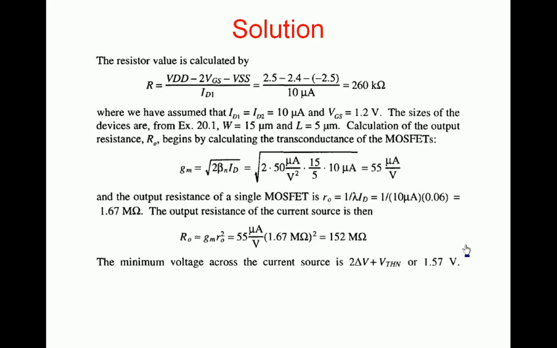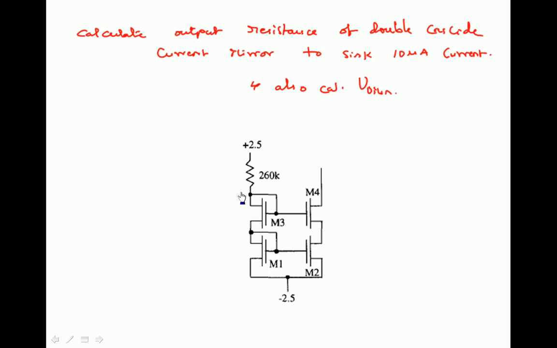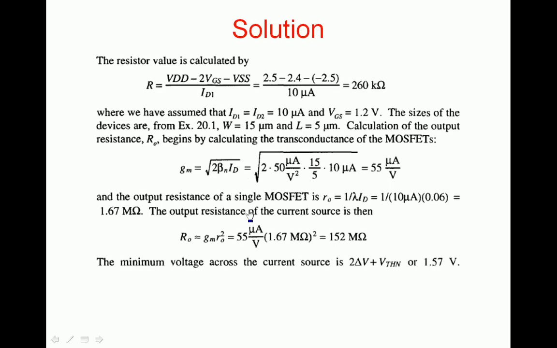First calculate the R value required. R value is VDD minus 2 times VGS. It is not a simple current mirror, it is a cascode current mirror, so two transistors are cascoded like this. So this is VDD minus VGS minus one more VGS minus VSS, divided by I, 10 microamperes. 2.5 minus of 1.2 plus 1.2, that will become 2.4, minus of minus 2.5, so 260 kilo ohms is the resistance required. And we know the sizes of transistors: W is 15 micrometers, L is 5 micrometers.